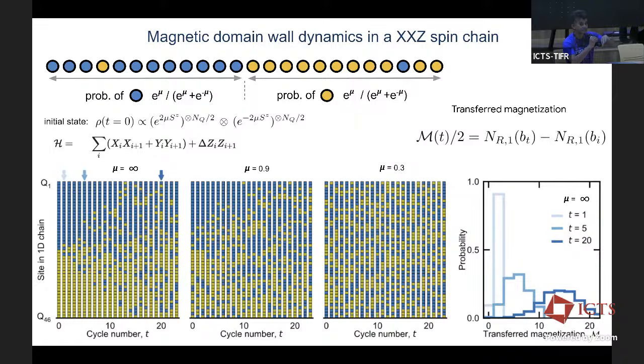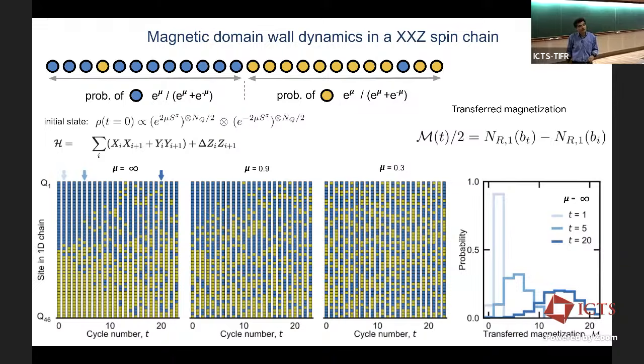Okay, but it's still a domain wall with a very small jump. Is that right? Or when mu is small? Initially, you choose a mu. Say mu is 0.3, and with that probability you decide if this site is going to be blue or not. It's a mixed initial state. So you choose a mu value, and that mu value sets how the initial state looks.